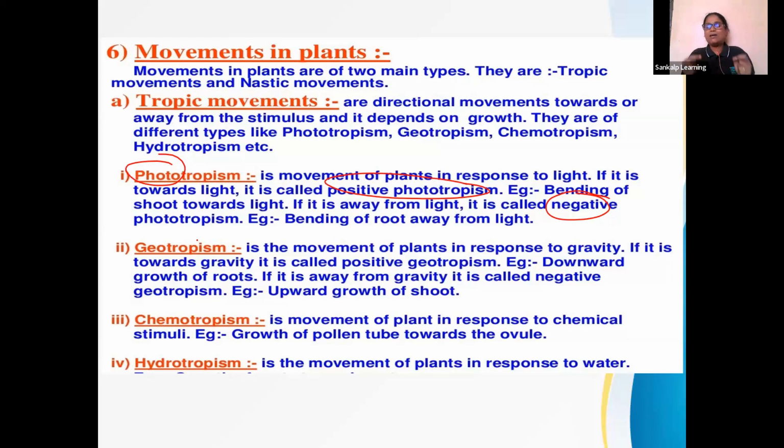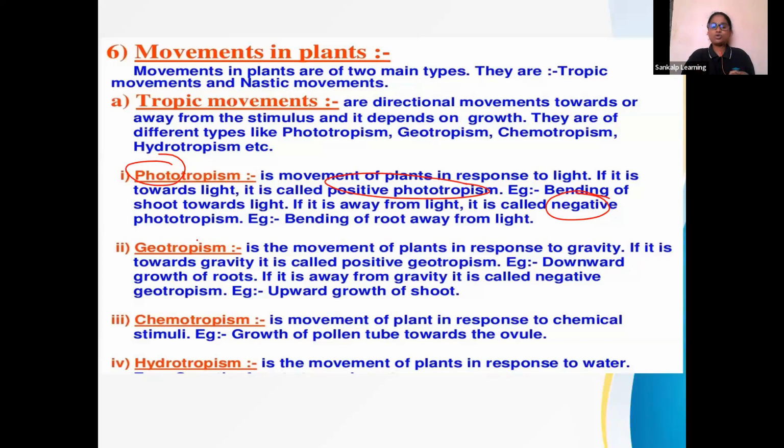The root system will be towards the earth. So we can say that the plant root system is positively geotropic because it is towards the stimuli, whereas the plant shoot system, the upper system, is negatively geotropic, meaning it moves away from the stimuli, that is earth. Here you can see upward growth of shoot, negative geotropism, and growth of root towards the earth, positive geotropism.